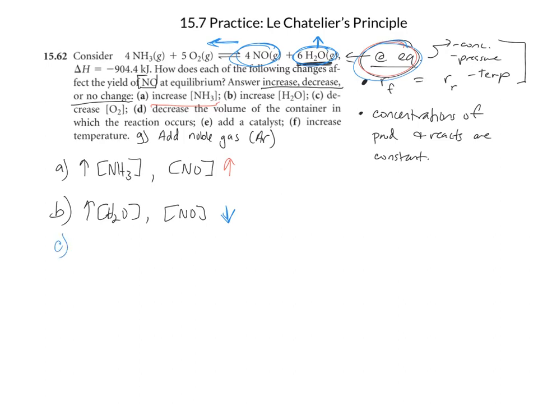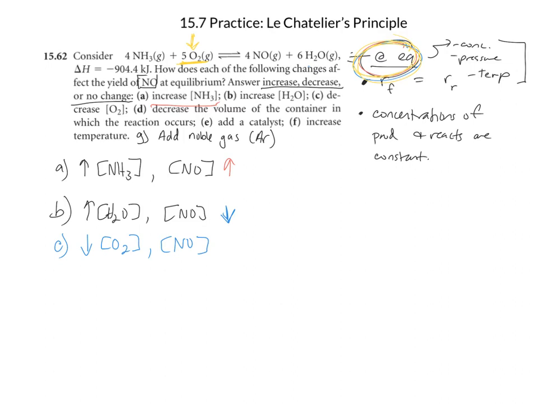C, if we decrease O2, what does that do to NO? Okay, so decreasing O2, get a clean slate. We have to look at O2 here. It's a reactant. If this decreases, equilibrium is upset. We're no longer at equilibrium.